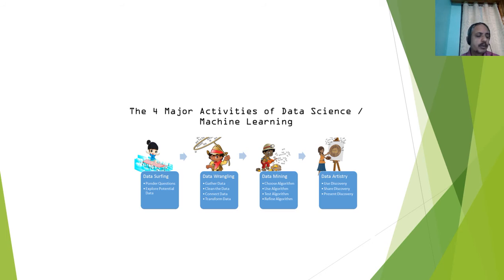The data surfer is more about understanding. These are the first people, the scientists or expert statistical persons who want to test what type of data they require, and whether the collected data is suitable for the next level or not.